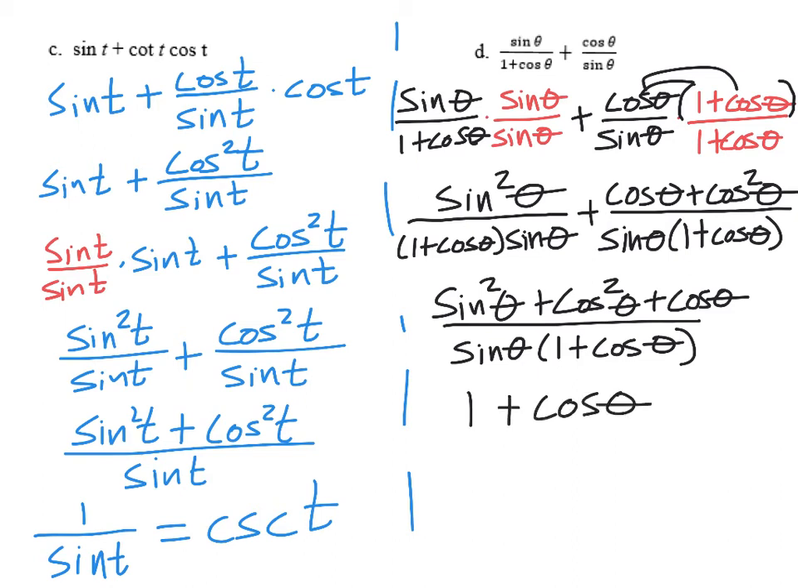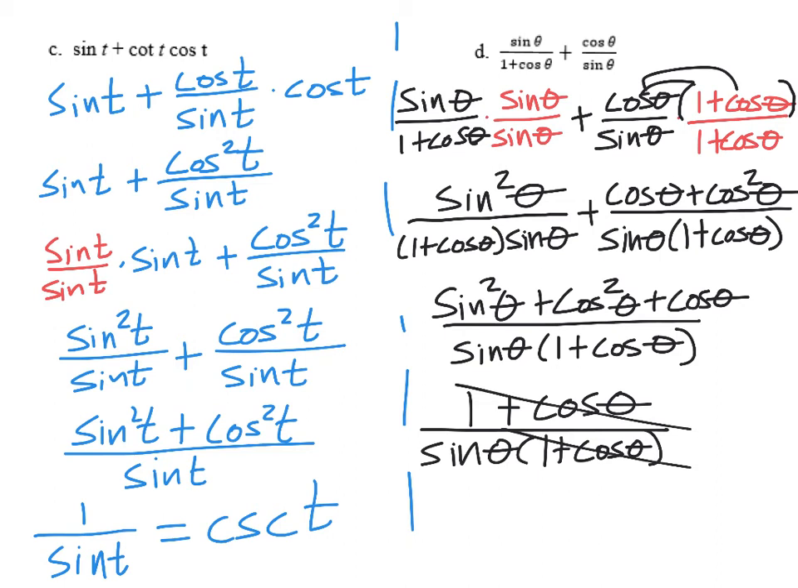So the whole top of the fraction is 1 plus cosine. The bottom is sine times 1 plus cosine. Those will both cancel. We get 1 over sine. And again, just a coincidence. For the third problem in a row, it simplifies to cosecant. Just a coincidence. Don't think anything of it.